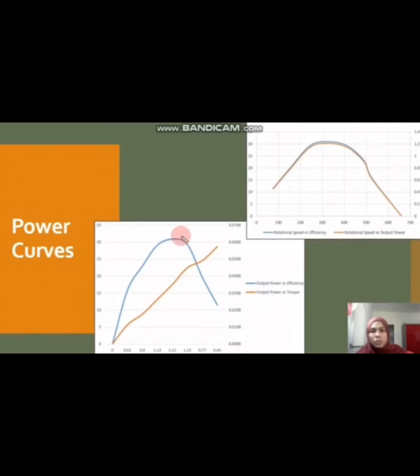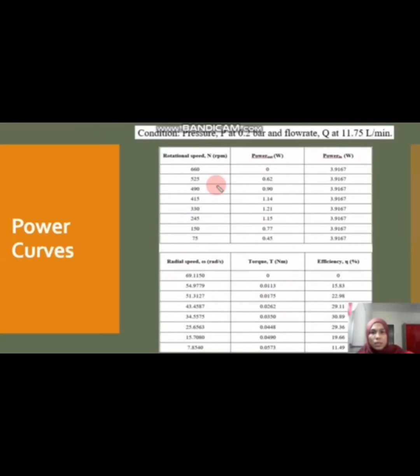However, referring to this graph, at some point, although the torque is increasing, and we know that the torque is directly proportional to power, the output power and efficiency start reducing. So we can conclude that this may be due to the very low rotational speeds. From the provided data, the speed is reducing and is very low. Therefore, although the torque values are increasing, a very low rotation speed can also affect the performance of the turbine.